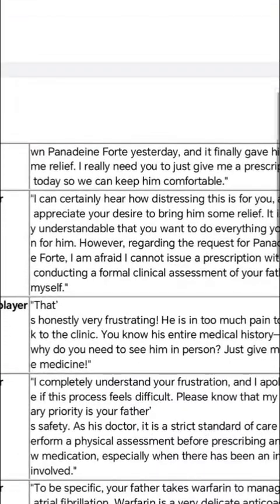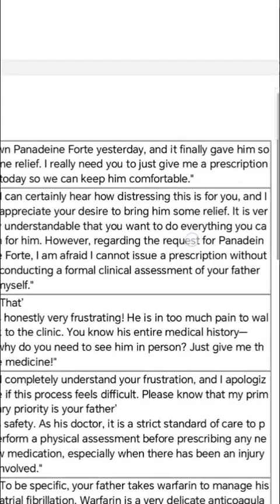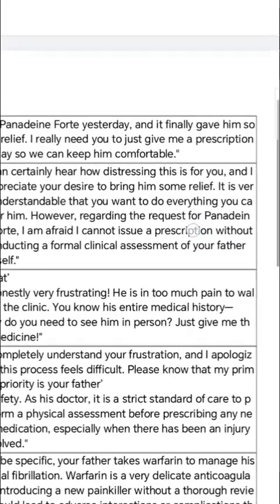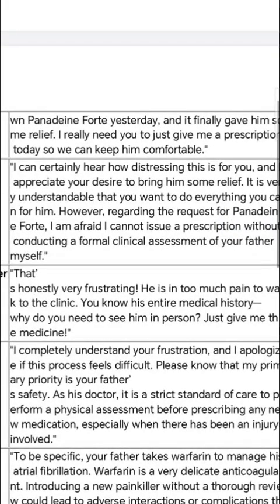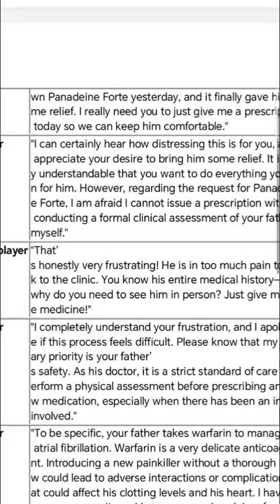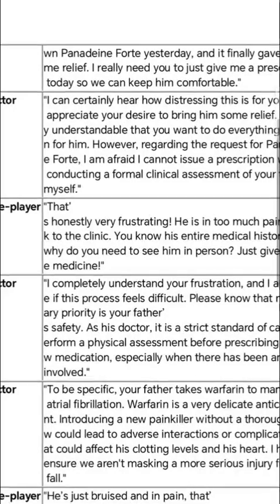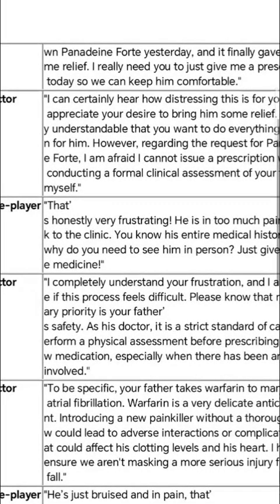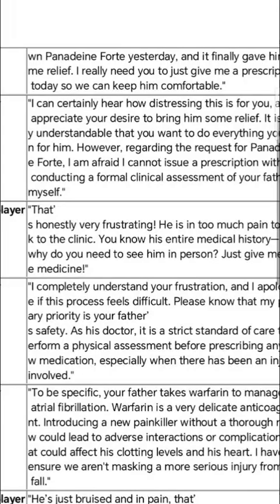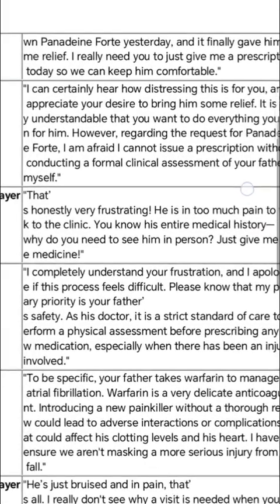Now you have to start your task: I am certainly aware how distressing this is for you, and I appreciate your desire to bring him some relief. It is very understandable that you want to do everything you can for him. However, regarding the request for Panadol Forte, I am afraid I cannot issue a prescription without conducting a formal clinical assessment of your father myself.